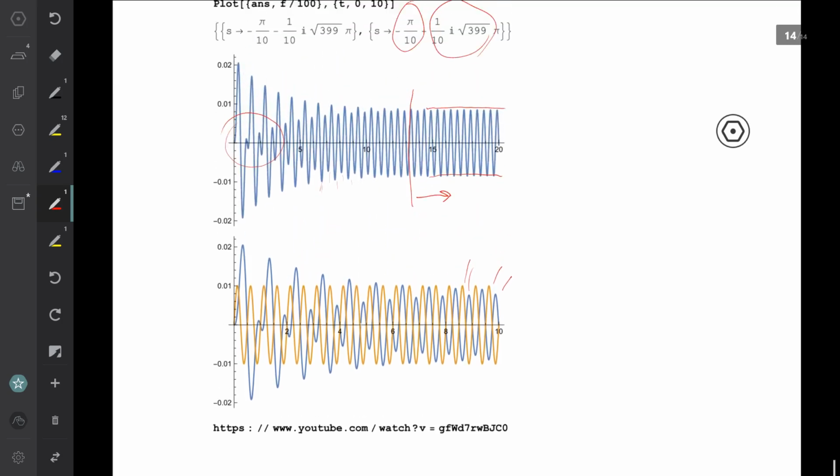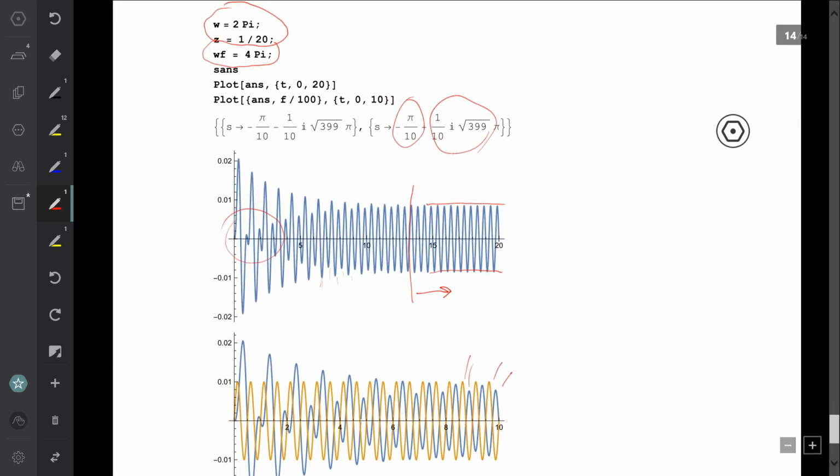So what is the takeaway? The output frequency will be equal to the forcing frequency. The transients, the time constants, etc., have nothing to do with the input. So that's it, and then we're going to do some more problems.